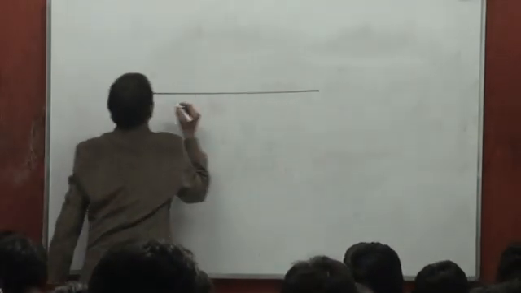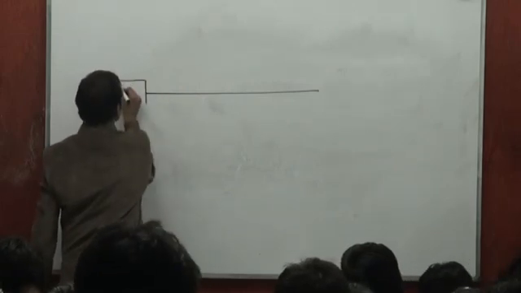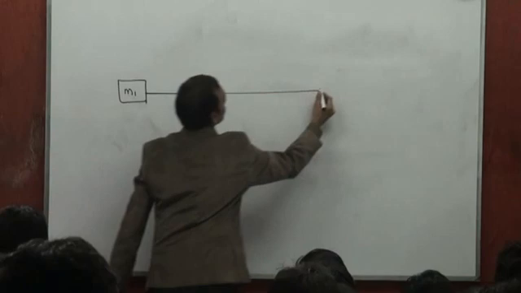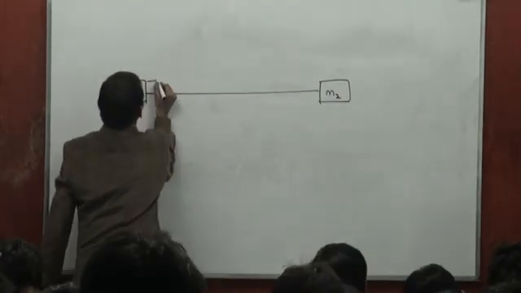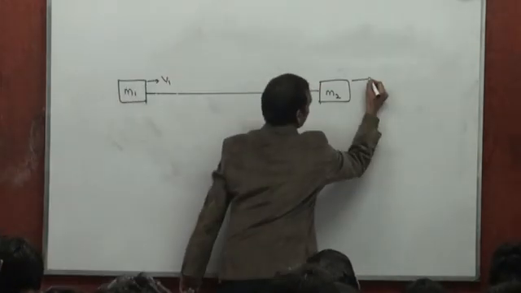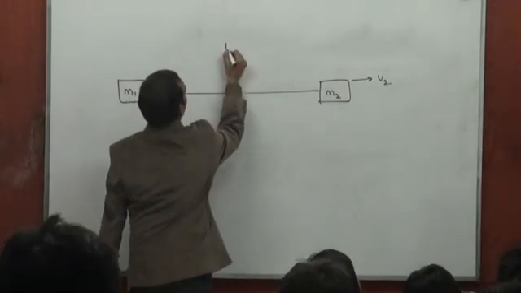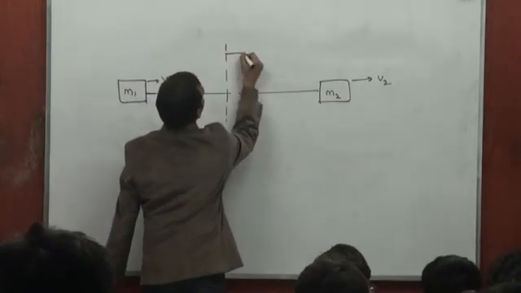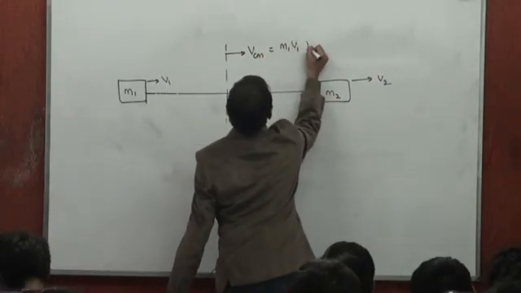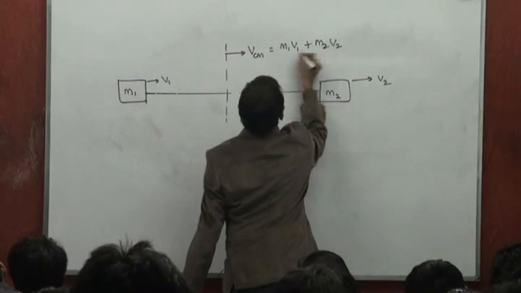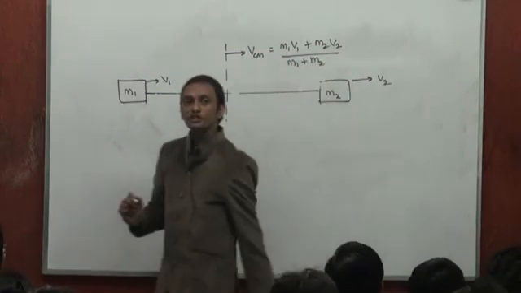Again, there were two particles m1, m2, having velocities v1 and v2. In the ground frame, their velocities are v1 and v2, and the velocity of the center of mass in the ground frame is m1 v1 plus m2 v2 by m1 plus m2. What was the velocity in the center of mass frame?